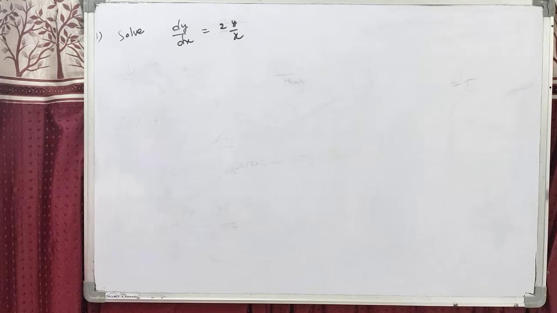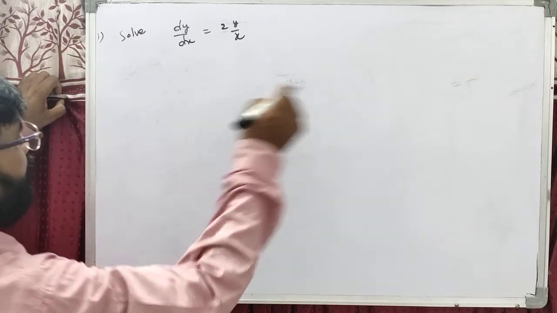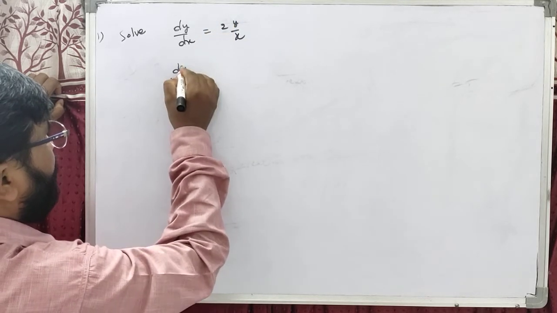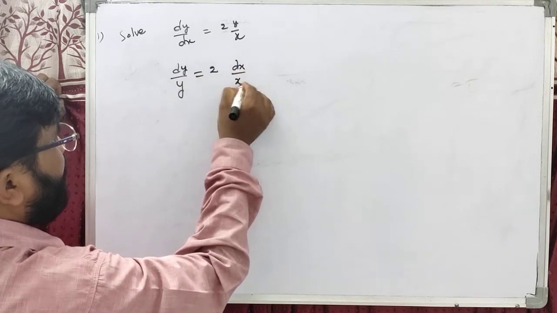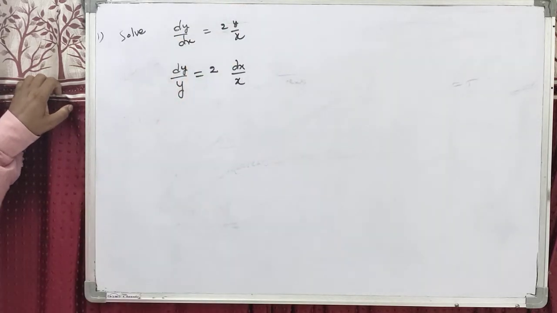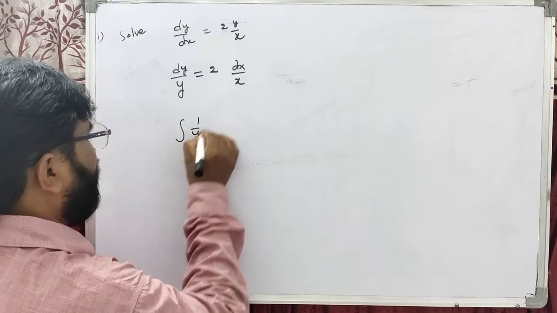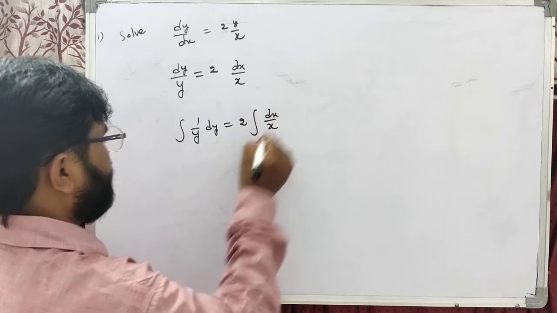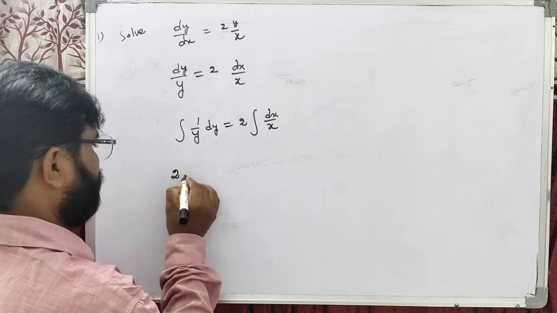Dear students, solve the first order first degree equation. Just identify the variable separable method. We can write dy/y = 2 dx/x. We take y to one side with dy and x to the other side with dx. This is the variable separable form. Applying integration on both sides, the integral of 1/y dy equals 2 times the integral of dx/x.